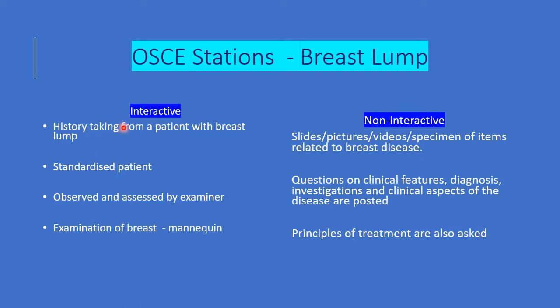In the interactive OSCE stations, you'll be asked to take a history from a patient with breast lump. This is usually a standardized patient who has been trained to give history, and you will be observed and assessed by an examiner at the same time. The second type of OSCE station for breast lump will be an examination of a breast lump on a mannequin. Again, you will be observed by an examiner on the way you examine the mannequin in front of him.